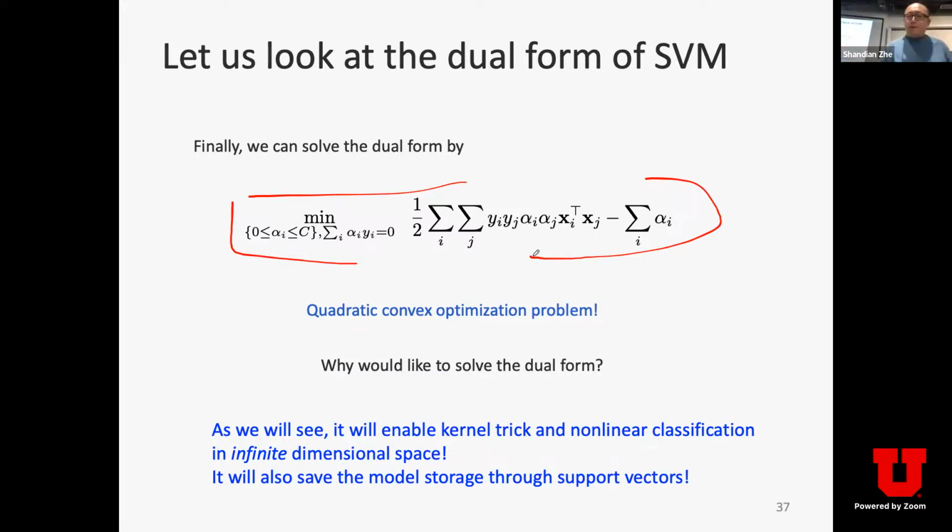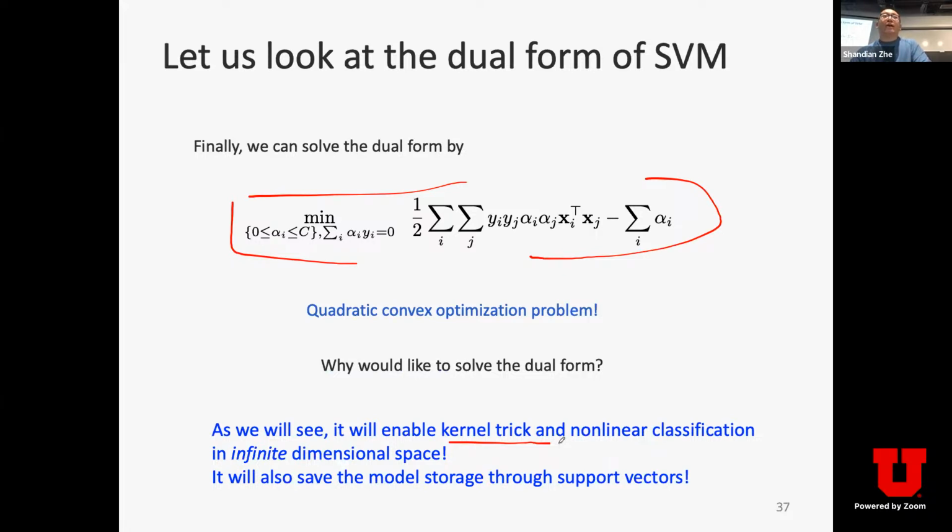And then the question will be, why do we bother to solve this dual form? Why would we get rid of the original model parameters in the primal domain, including w, b, and the xi's? We just optimize these Lagrange multipliers alpha i's. As we will see later, this objective form will enable the so-called kernel trick and nonlinear classification in infinite dimensional space.